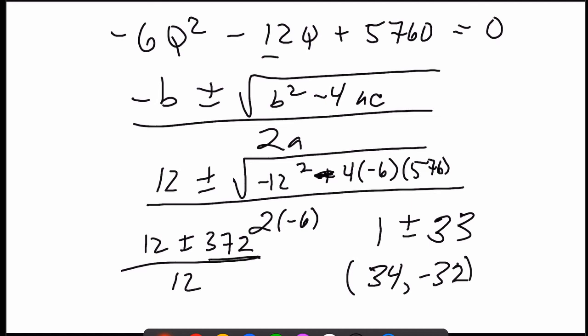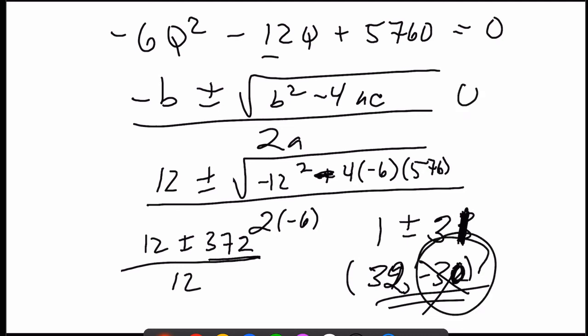Oh, that's 31. I lied. 31. So it's 32 and minus 30. How's that? Okay? So we're not going to take minus 30. Yeah, we really don't want minus 30 as our profit.